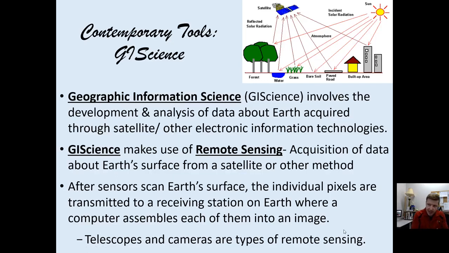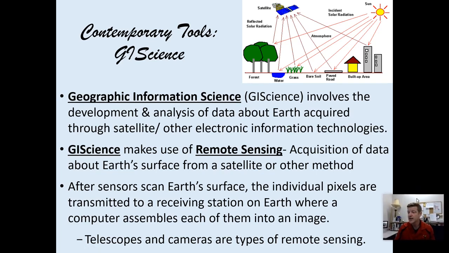Let's conclude this thing. GI science. GI science is the development and the analysis of data about Earth through satellites and other modern day electronic information and technologies. GI science uses what we call remote sensing. The basic idea of remote sensing is this: we're acquiring data from satellites. So remote sensing is acquiring without physically touching.